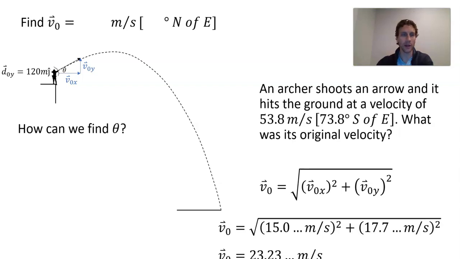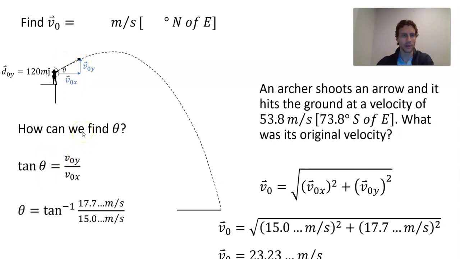Okay, how do we find theta? We want the angle as well. Well, we've got the opposite side and the adjacent side, so we can use tan, and so we can use arctan of the opposite over the adjacent, and that gives us 49.767, etc. So we've got our answer here.